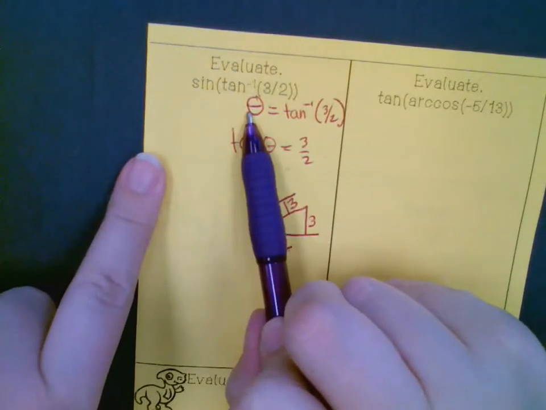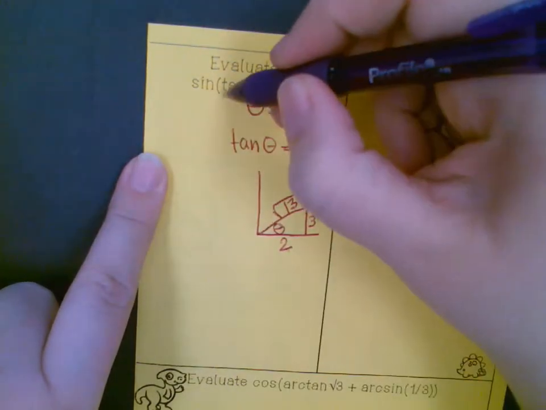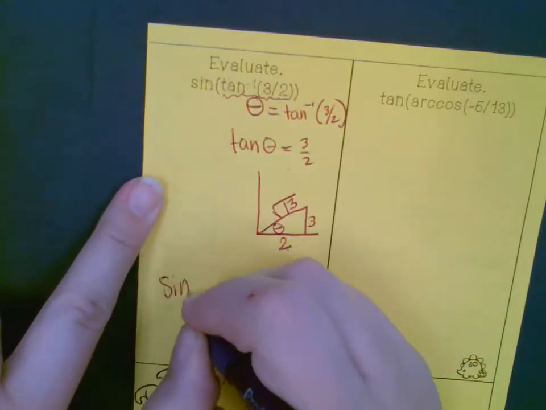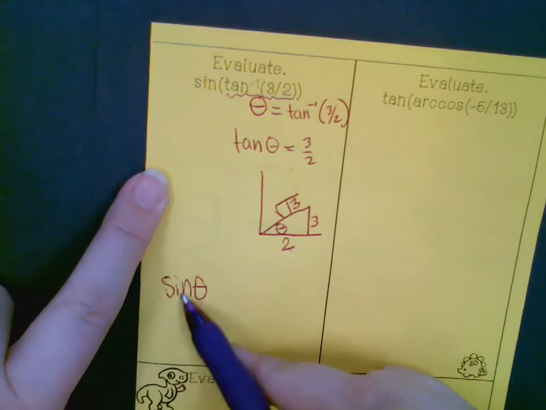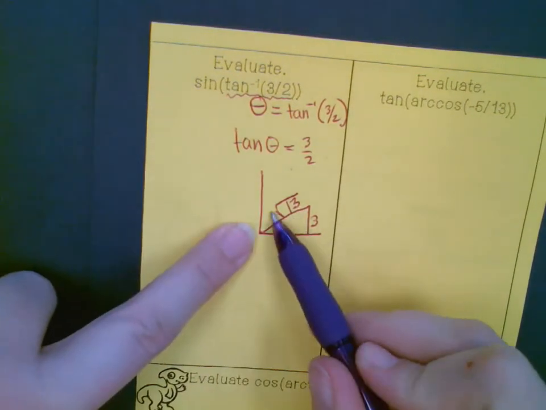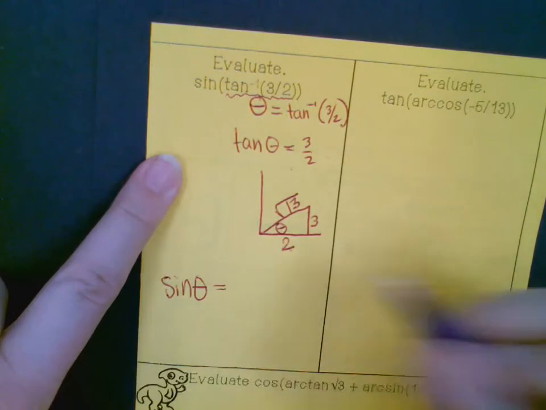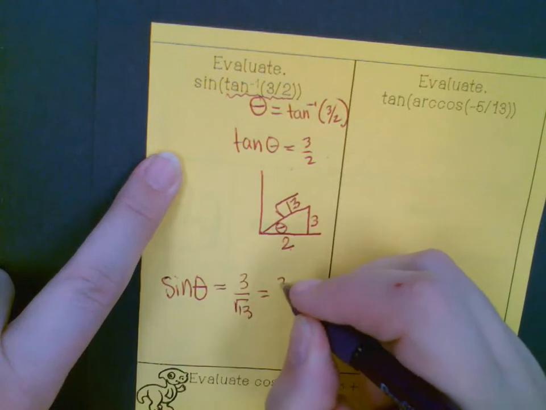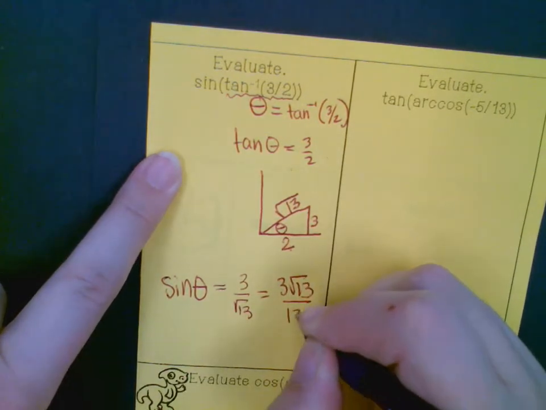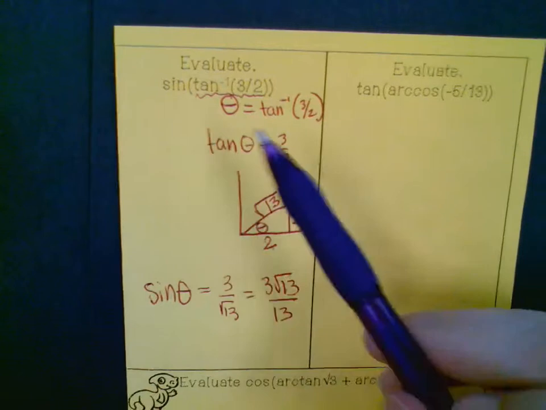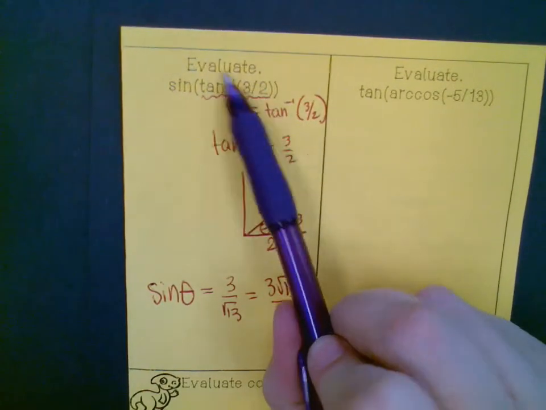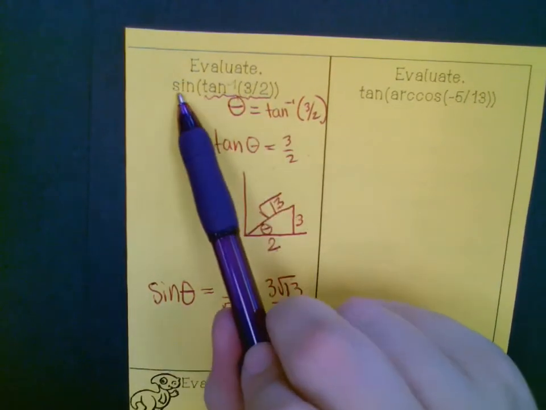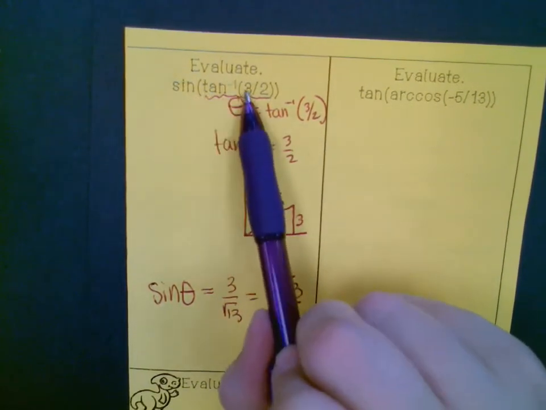So remember back to our original problem, we replaced this middle part with theta. So really our problem says sine of theta now. And if we look at our picture, this is a triangle for theta, so we can take the sine of that. The sine is 3 over root 13, and if we rationalize, we get 3 root 13 over 13. So when you have a nested function, one function inside the other, draw a picture for what the inside is, and then take the sine or whatever of that picture.